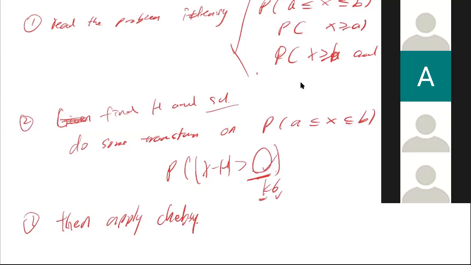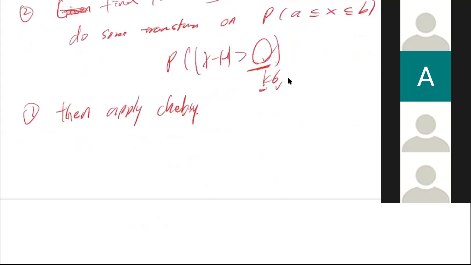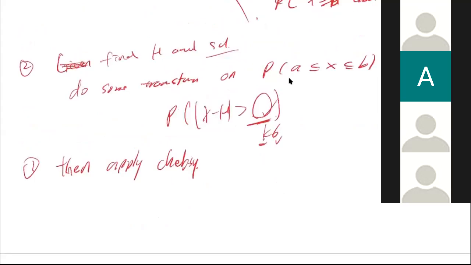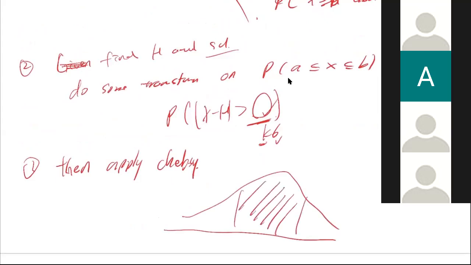And one thing I want to highlight is that for Chebyshev, if you want to give bounds in the middle, that is always a lower bound. If you are estimating the thing in the two tails, this is always an upper bound.